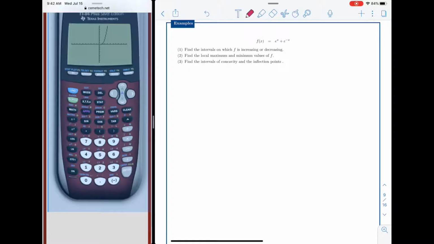Here is an example involving exponentials. So the very first step is to find the derivative. We have f prime of x to be equal to e raised x minus e raised minus x. Second step, we have to set f prime of x equal to 0 and solve for x.